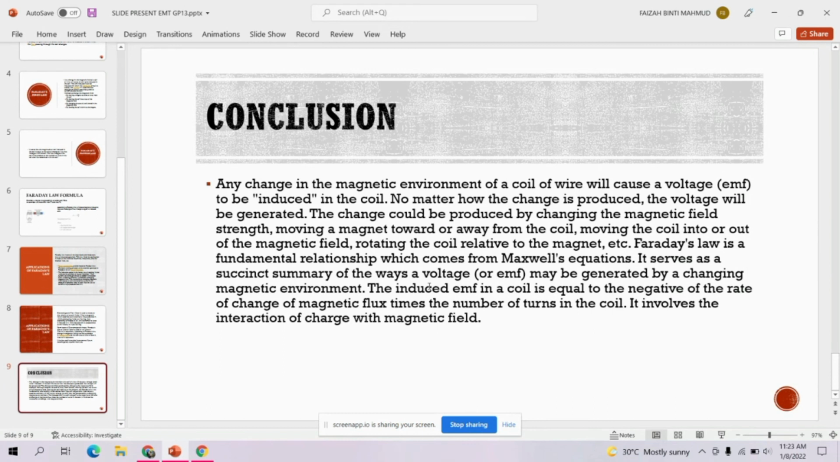Faraday's law is a fundamental relationship which comes from Maxwell's equations. It serves as a general summary of the ways a voltage or EMF may be generated by a changing magnetic environment. The induced EMF in a coil is equal to the negative of the rate of change of magnetic flux times the number of turns in the coil. It involves the interaction of charge with the magnetic field.